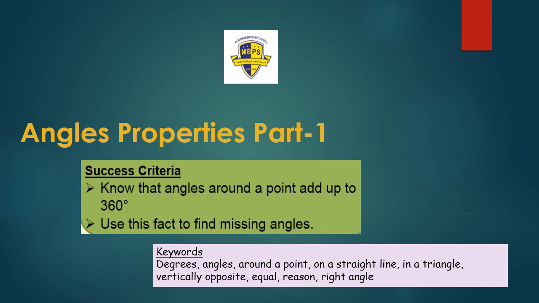What we are going to learn today is that the angles around any point equal 360, and we want to use this fact to find the missing angles around a point.